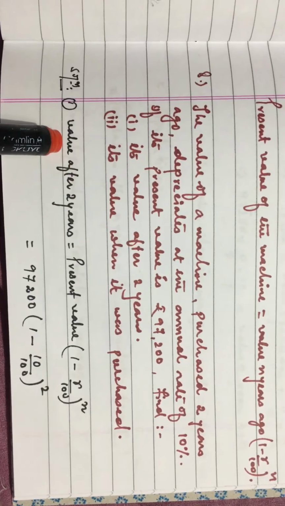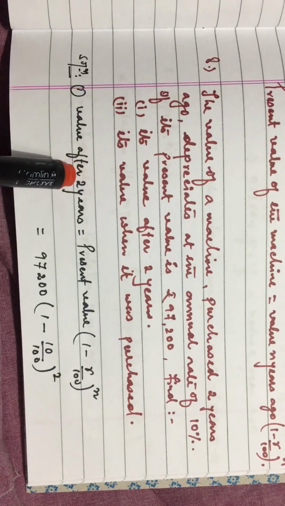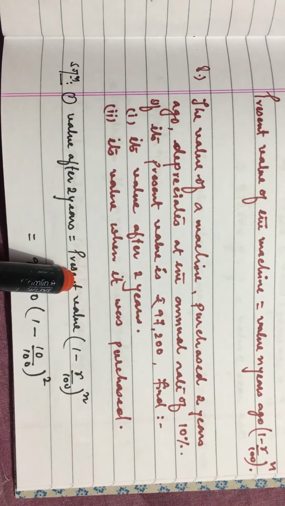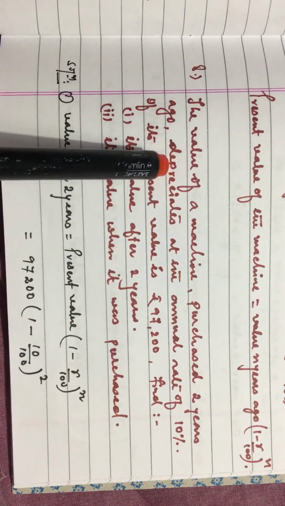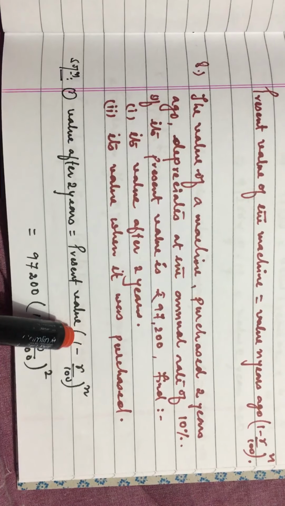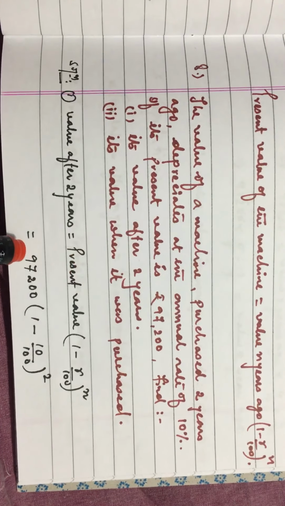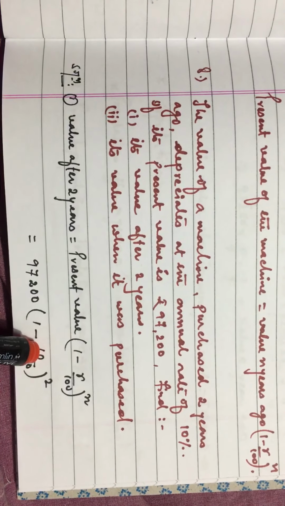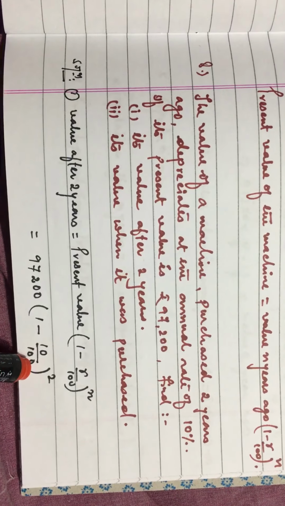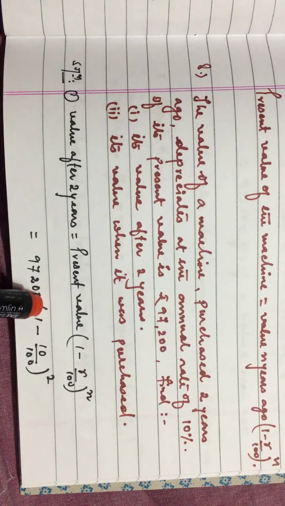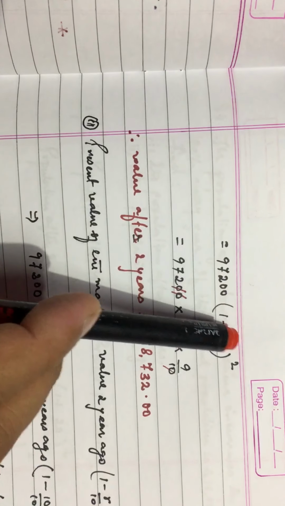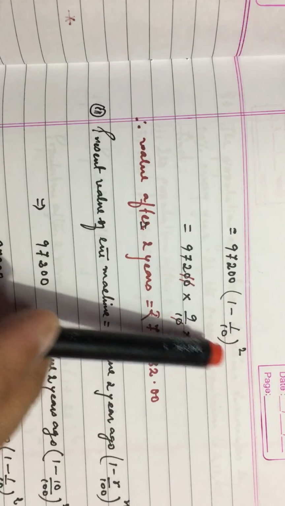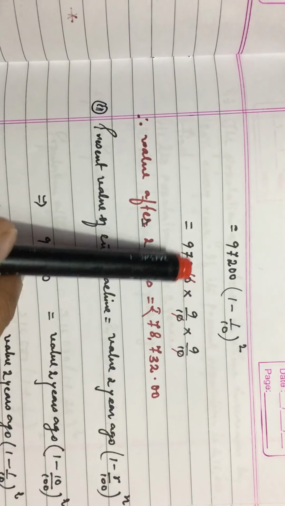Now see, applying the formula, value after 2 years is equal to present value into (1 minus r by 100) to the whole power n, because it is a case of depreciation. In case of depreciation we put 1 minus r by 100. So the present value of the machine is 97,200 and the rate of depreciation is 10%. This 0 is cancelled, here is left 1 by 10, and 10 ones are 10 minus 1, 9 by 10. Now see, 97,200 into (1 minus 1 by 10), that is 9 by 10, two times. These two zeros are cancelled and it is multiplied.